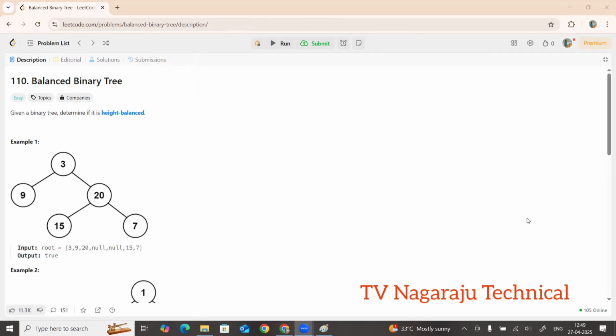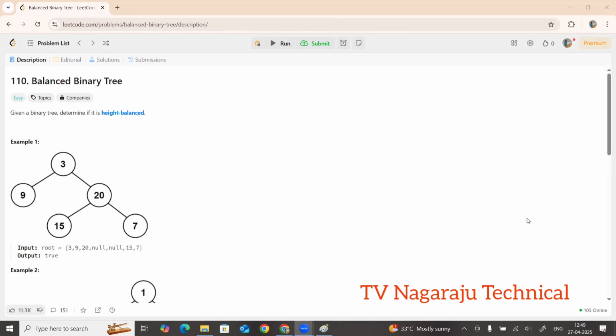For example, coming to node 3, what is the left subtree depth? 1. What is the right subtree depth? 2. What is the difference? Minus 1, left minus right. Here 1 minus 2 is minus 1. For node 3, there is no problem. For node 9, left is 0, right is 0, no problem. For 20, left is 1, right is 1, 1 minus 1 is 0, no problem. Now this tree is a balanced tree.